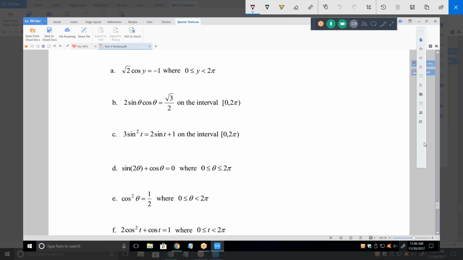All right. These are algebra up to a point. Well, hold on. How are we going to solve B? Any idea?